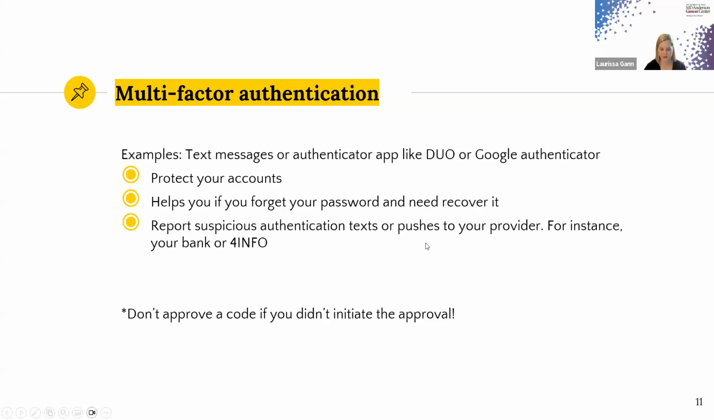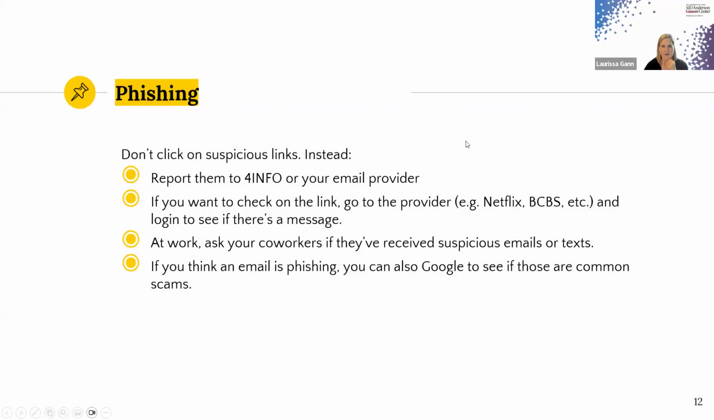So I know the two-factor authentication is a bit of a pain, but it is important. It's another additional layer of security you can add. For phishing, we've talked about phishing before. I'm sorry to talk about it again, but it's still here and it's getting more and more clever. Report suspicious links to 4Info or to your email provider.